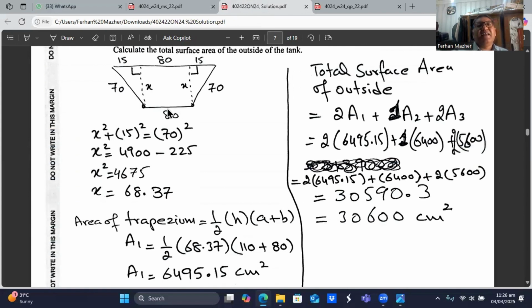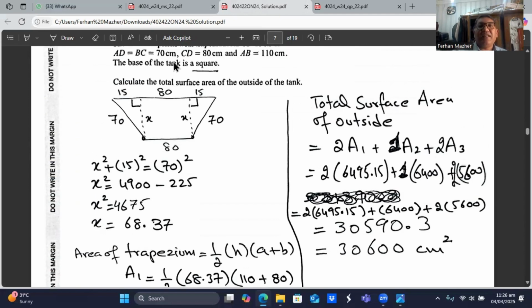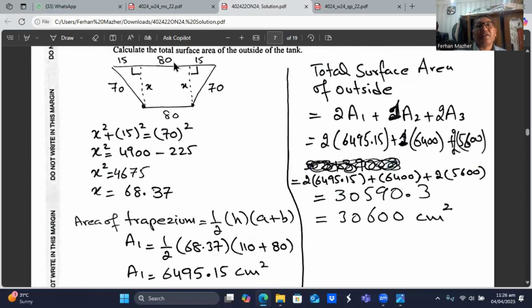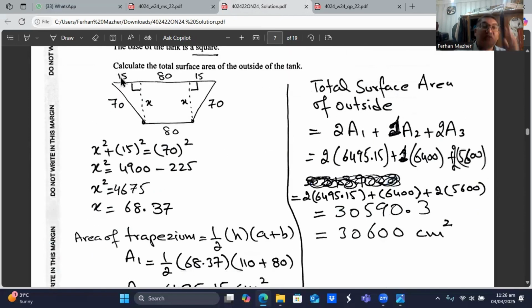So this side is 80, so this portion will be 80. So the total upper length of that trapezium is 110. So from 110, I will subtract 80, you get 30, 30 divided by 2. So this portion is 15, this portion is 15. This side is 70. It's a right angle triangle. So this is 15, this is 70. So I will find this. This is the height of the trapezium.